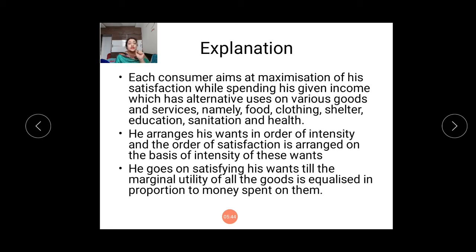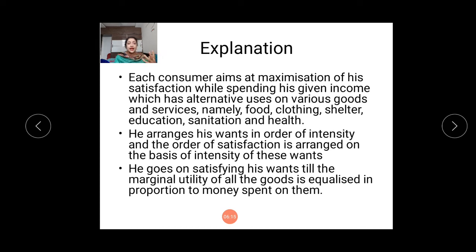So he says that he will keep consuming goods until the marginal utility is equalized in proportion of money spent on them. Okay, so marginal utility of all the goods is equalized in the proportion to money spent on them. Okay, so these three lines are very very important and a very good explanation of the law of equimarginal utility.